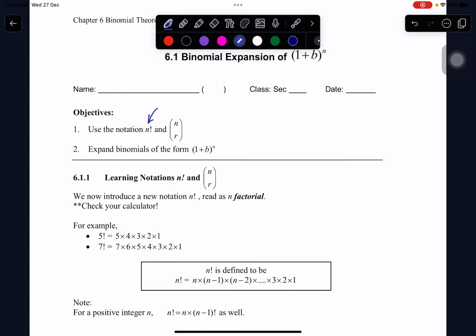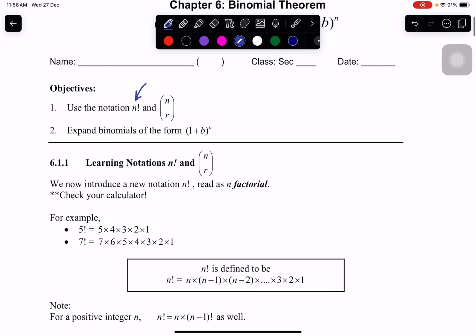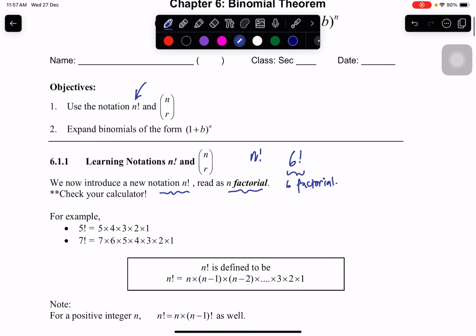For the first thing we will learn today, let's understand what the notation n factorial means. We have an n with an exclamation mark, and we read this as n factorial. If I have a number, for example 6 with an exclamation mark, this would be read as 6 factorial.